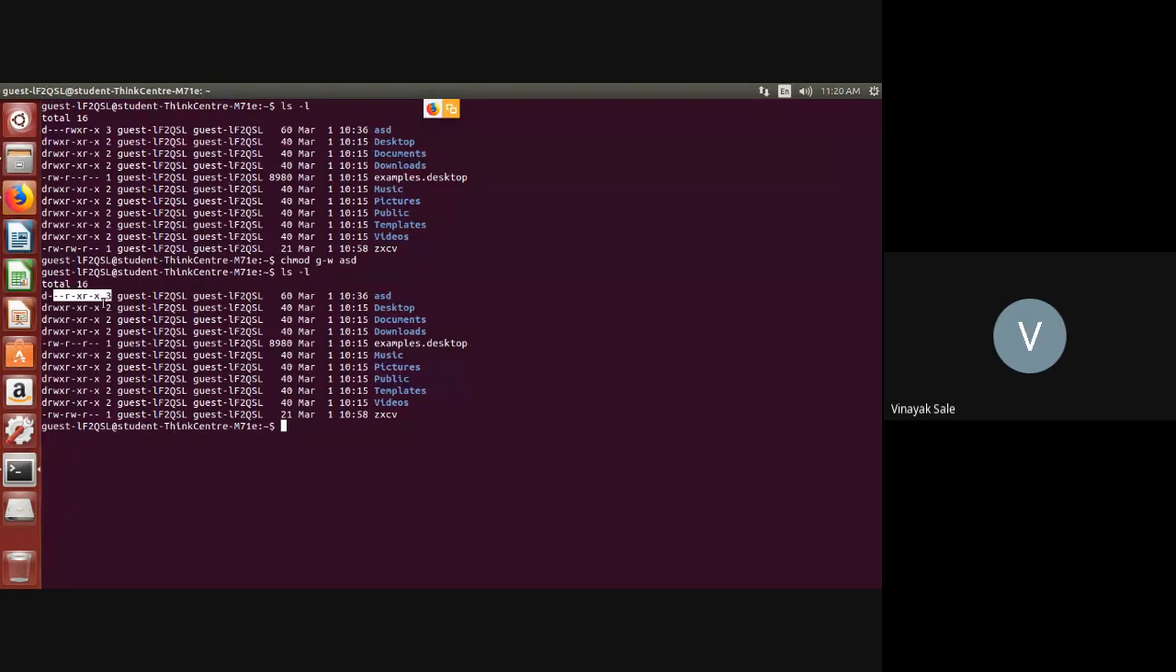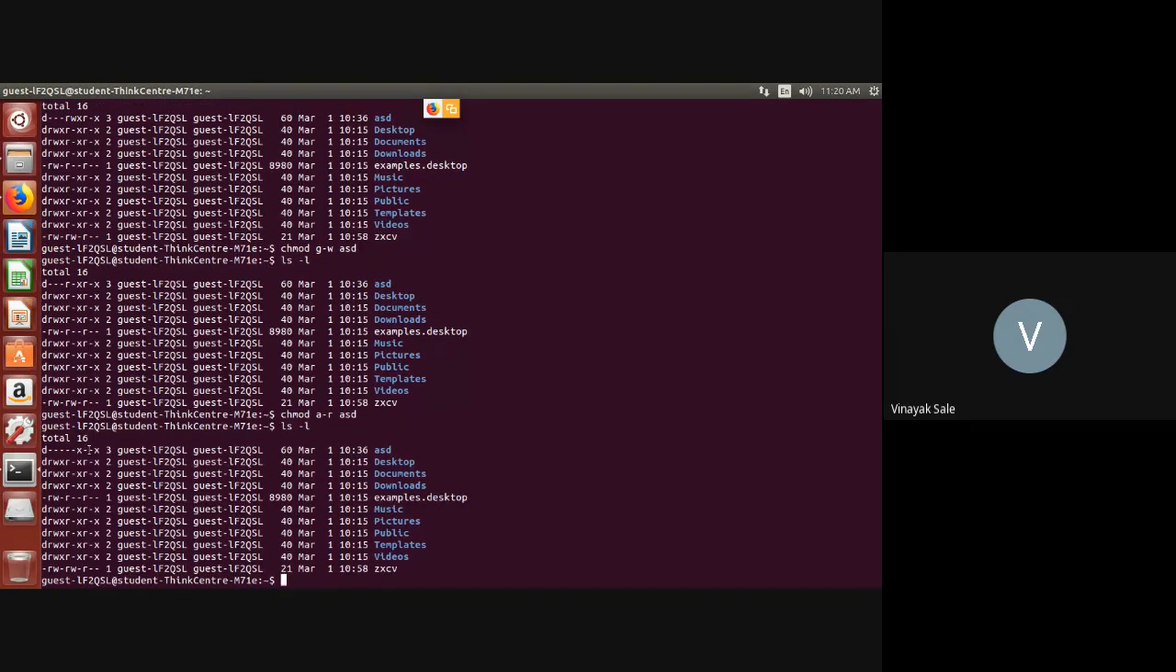Okay, and for other, suppose I want to remove this read permission from other, so chmod, for other o minus r, then the file name is ASD. So see here ls minus l, here the r read permission from other is also removed.